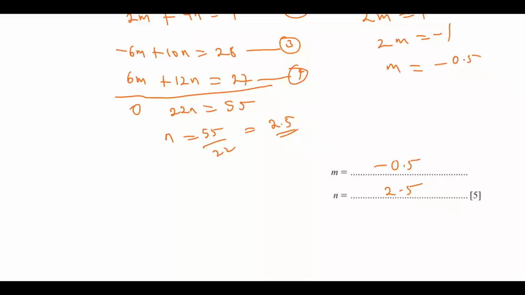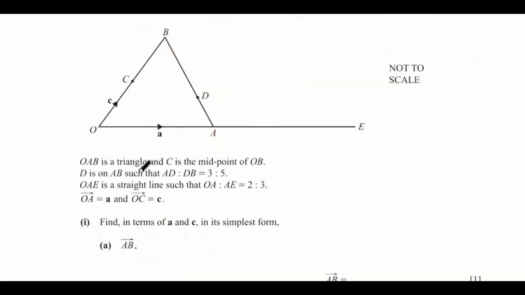So let's go to the next question. OAB is a triangle and C is the midpoint of OB. So if C is the midpoint of OB, that means vector CB moving in this direction will also be C. Then D is on AB such that AD to DB is in the ratio 3 to 5. Mind you, that is not the value, just the ratio.